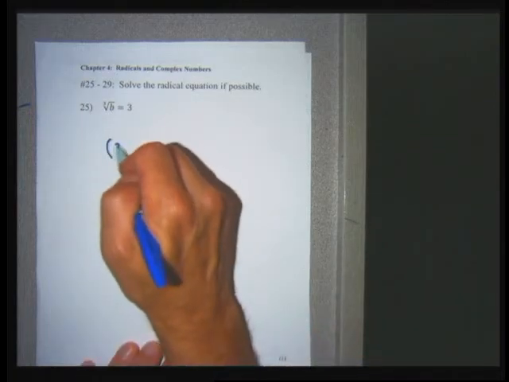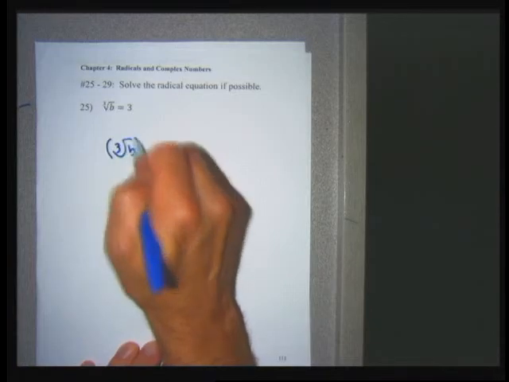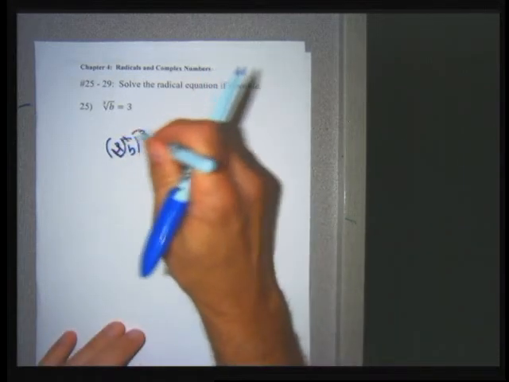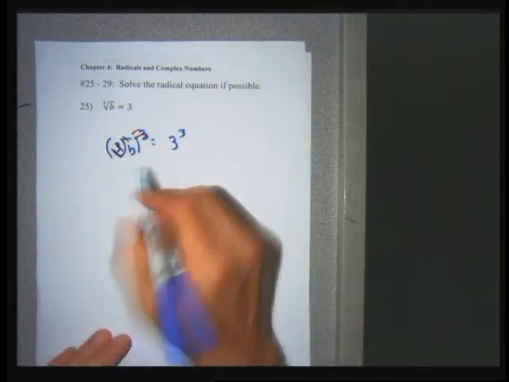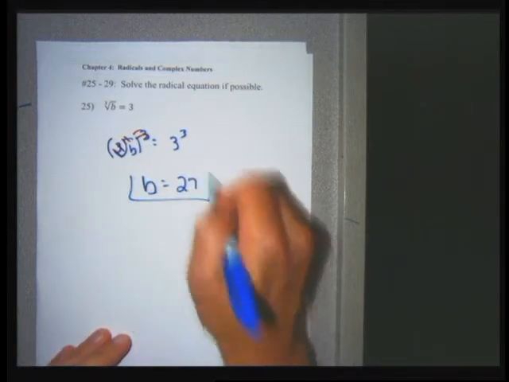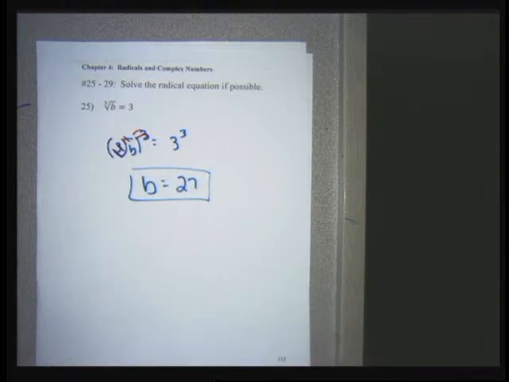For 25, I need to cube both sides to get rid of the cube root, because cubing gets rid of a cube root. So on the left side, the cubing cancels out the cube root. It leaves me what's under the cube root. And on the right side, 3 cubed is 27. So my answer to 25 is going to be 27.